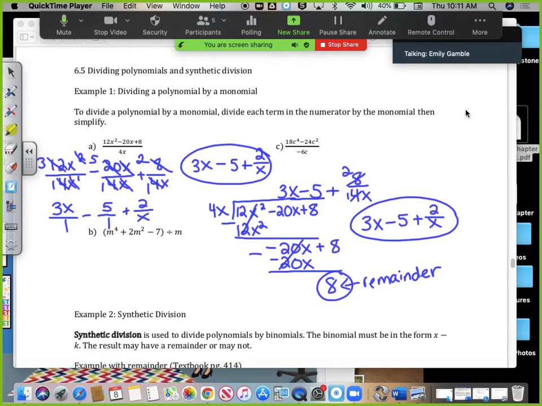Depending on what you prefer, I want you to pick a method and try letter B and letter C. So if you prefer the long division method, then you would set this one up, put the m here, and put the m to the 4th power plus 2m squared minus 7, and then use the long division to simplify this. If you understand the cancellation method, then you would just write it in fraction form and cancel out what you can cancel out, and then whatever you're left with is simplified. So I'm going to give you a couple minutes, try B and C. We'll go over the answers, and then we'll move on to a new method, which is called synthetic division.